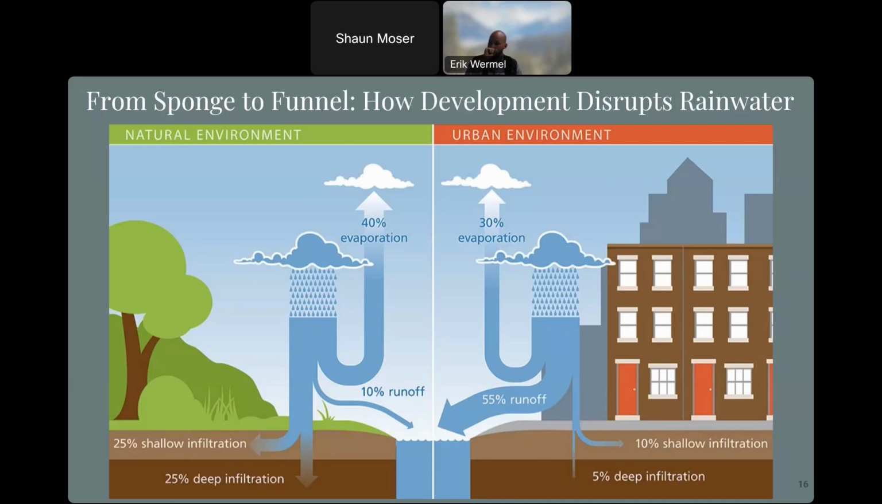In the built environment, we've covered land with hard, smooth, impervious surfaces: roads, rooftops, sidewalks, and we've compacted the soil beneath what little landscaping remains. So now, as you can see over there, only about 15% of rainwater soaks in, and over half becomes surface runoff. The roles have essentially flipped in the developed environment versus the natural. That shift from absorption to runoff is the core reason we're seeing so many challenges with flooding, groundwater loss, and ecosystem decline.